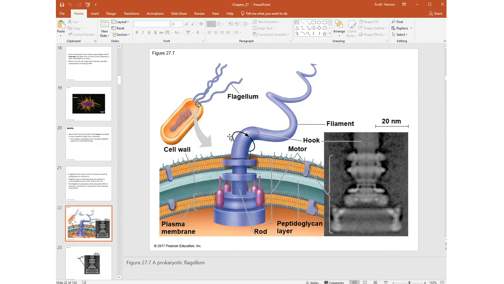And so here's a diagram of a flagellum. Remember, flagella is plural and flagellum is singular. Here's a diagram of one flagellum on the surface of a prokaryote, and you can see there's a long filament, and then there's a hook at the base, and a motor that makes this flagellum actually spin around. And here you can see, again, a microscopic photograph. So we're not just making this up. This is actually what it looks like in real life.